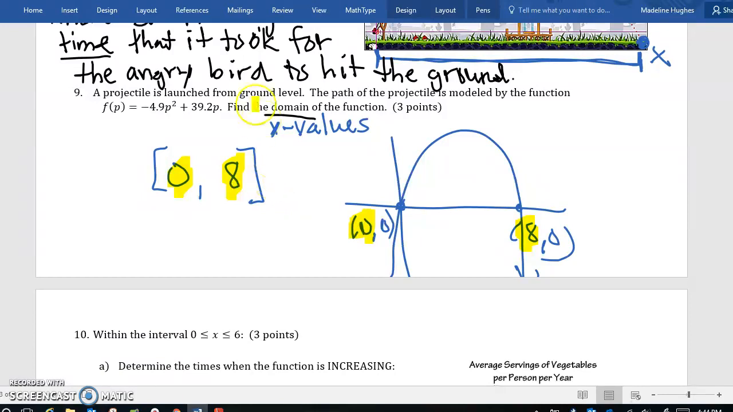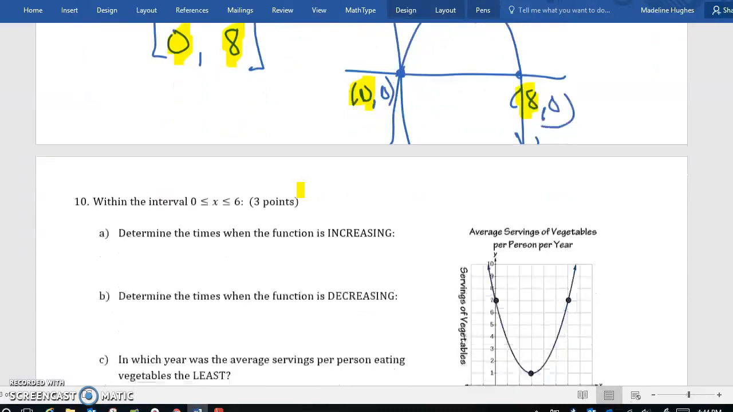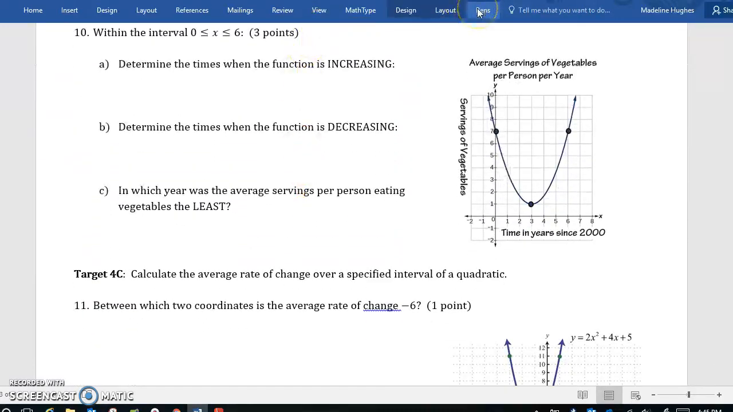All right, last one, number 10. Within the interval 0 less than or equal to x less than or equal to 6, you want to determine the times when the function is increasing. So the first thing we do with these problems, this problem, 0 and 6, let me get a highlighter here. Again, we're looking at x values, so I'm looking along the x-axis. That 0 happens right here, which on our graph is also represented by that dot there. And then the 6, I'll use yellow.